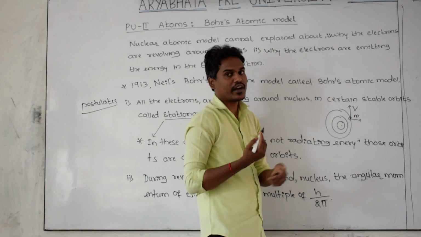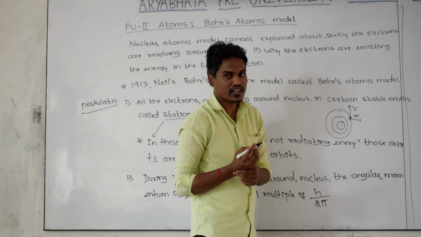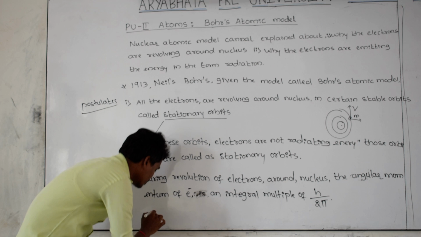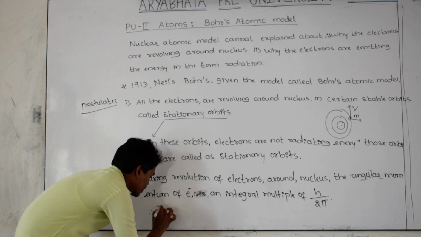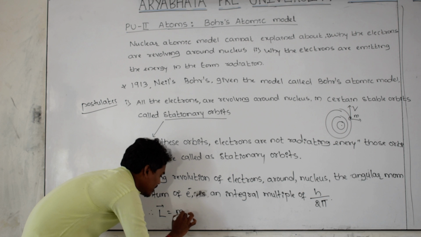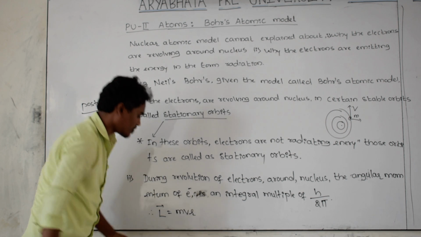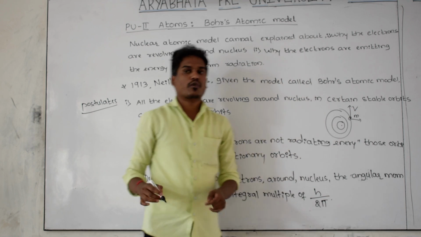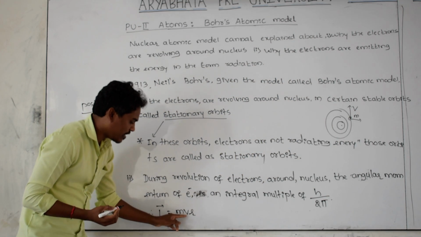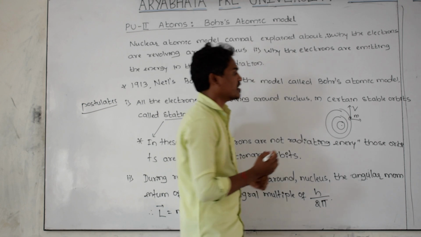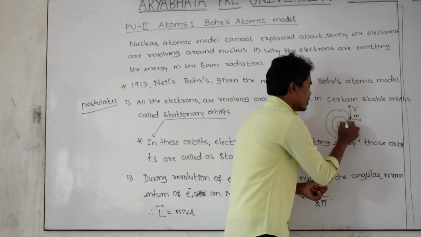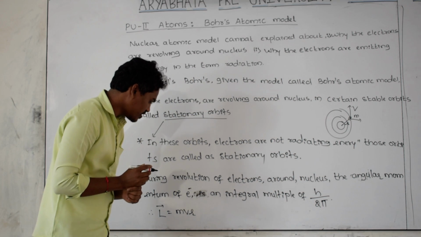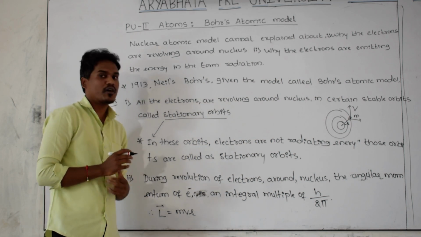And how do we find the angular momentum? The angular momentum can be indicated as L. L is equal to m into v into r. What is m? This is the mass of the electron. What is v? The orbital velocity of the electron. What is r? This is the distance from the center. If you multiply these quantities, you get the angular momentum of the electron.